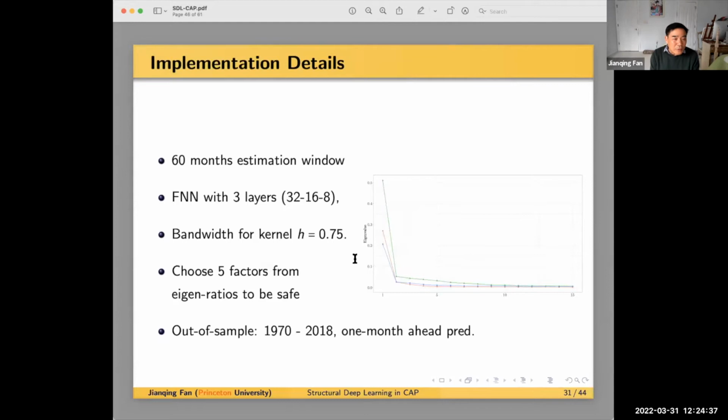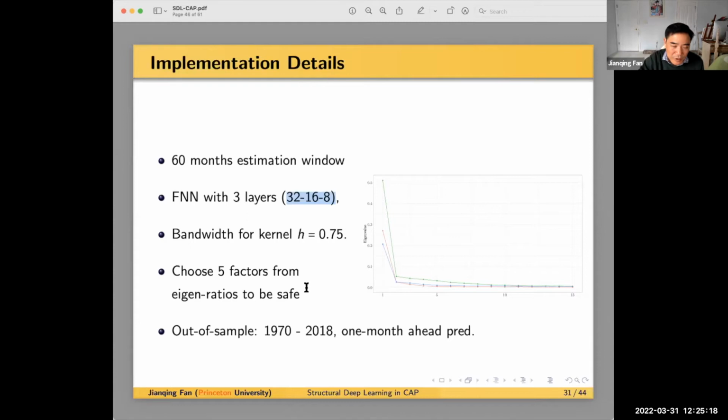So now what we do is a rolling window. We use a 60-month rolling window and move our learning and forecasting forward, right? Whenever we need to learn a non-parametric function, we use a fixed architecture of 32 neurons, then 16, and then 8. So this is the neural network that we are using. And for kernel smoothing, this is the bandwidth we have. And this is just a scree plot of eigenvalues. From these eigenvalues and eigenratios, we decide to choose five factors, and we just choose five to be safe.